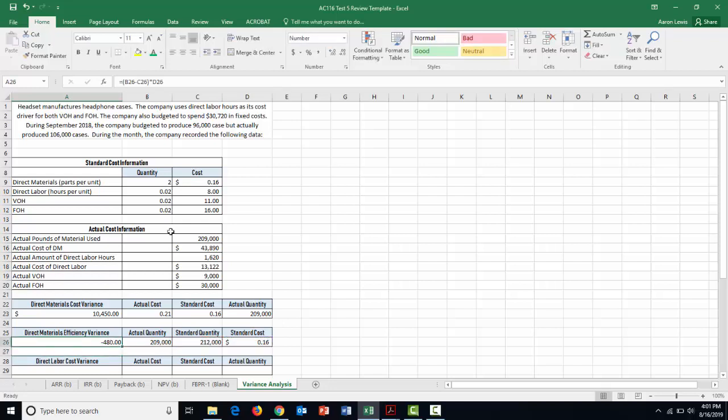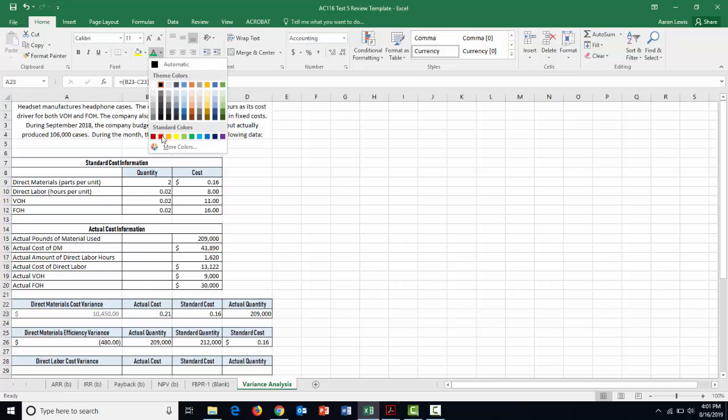And let's convert this to dollars. Comes out to be $480. So, up here, direct materials cost variance. We planned on spending 16 cents per part. We actually spent 21 cents per part. That is not good for our company that we're spending that much more on materials than we planned on. So that is an unfavorable variance.